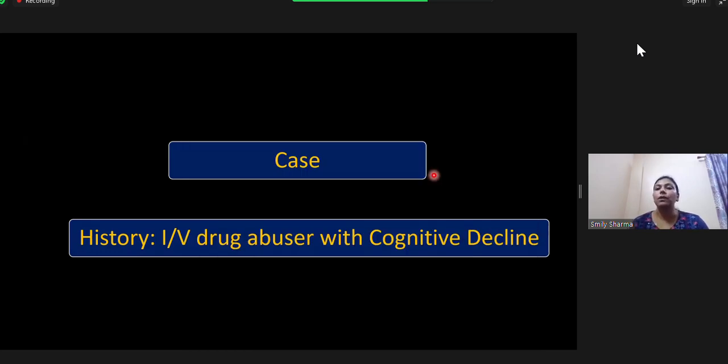Now, the next rule we'll see by looking at a case. This is a patient who is an IV drug abuser, of a relatively older age, with a history of recent onset cognitive decline.